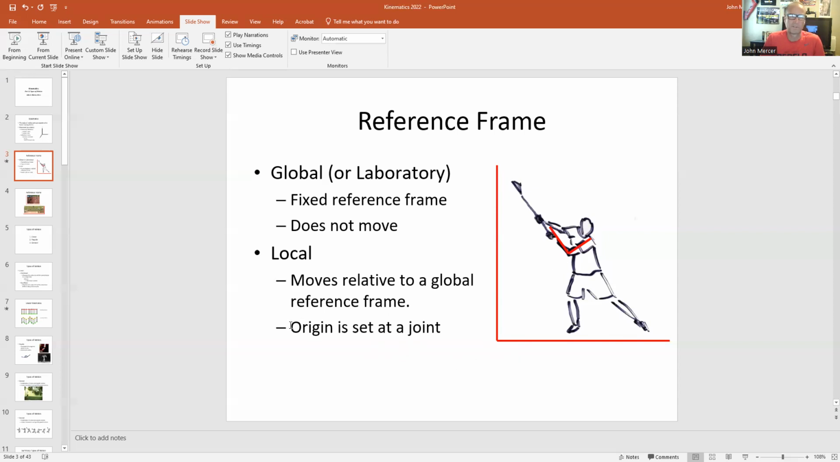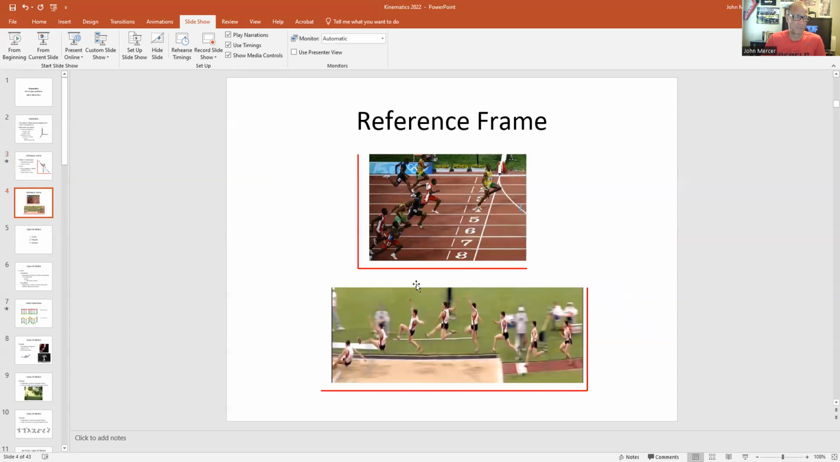And for our purposes, when we're dealing with human movement, most of the time we're dealing with local frames with the origin at some joint. Okay, so those are the two types of reference frame. All right, and so here's just examples. Oh, and this is also important to recognize, here we've set our global reference frame at one particular location. It's not going to move, and then we'll be able to quantify the runner's movement relative to this reference frame.